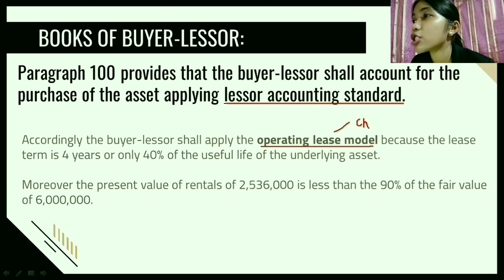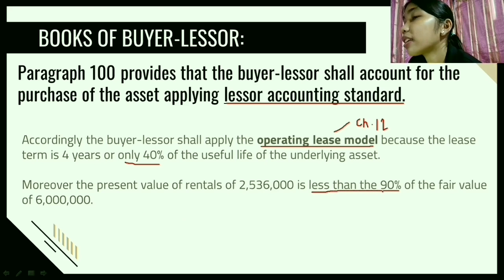So, accordingly, the buyer-lessor shall apply the operating lease model because the lease term is 4 years or only 40% of the useful life of the underlying asset. So, only 40% of the useful life of our underlying asset. So, what we will use is the operating lease model. Moreover, the present value of rentals of 2,536,000 pesos is less than 90% of the fair value of 6 million. Because it is less than 90% of our fair value, the model we will use is the operating lease.